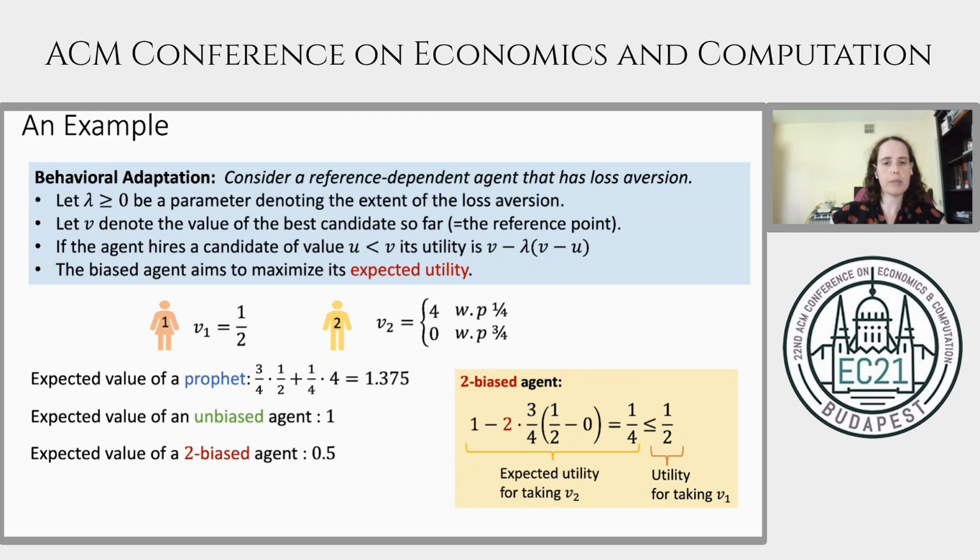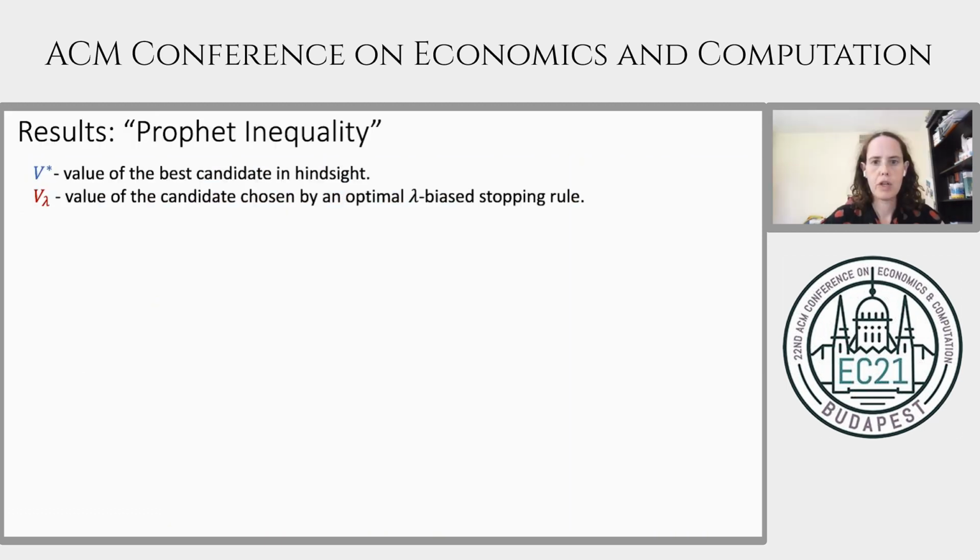Similar to the experiments, since the agent really fears losing, it stops searching prematurely. It is interesting to compare how much it loses because of this behavior. In this specific example, we get these bounds. Our first set of results provides general bounds on this performance ratio. We begin with the prophet inequality type of result.